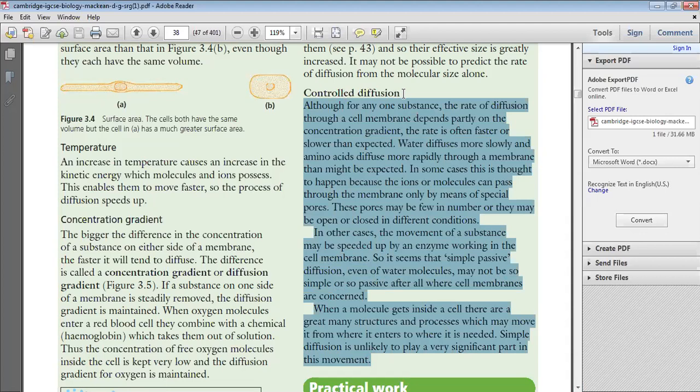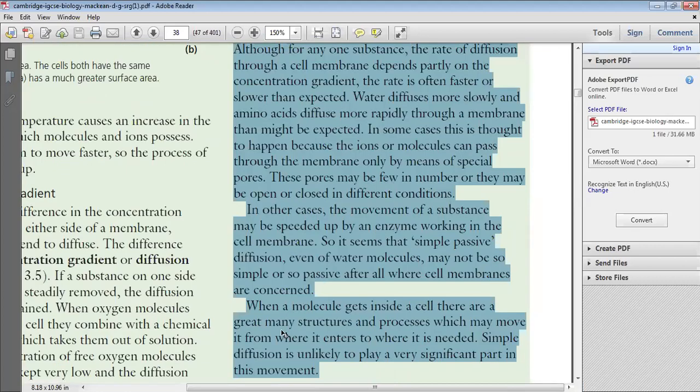Controlled diffusion. Although for any one substance the rate of diffusion through a cell membrane depends partly on the concentration gradient, the rate is often faster or slower than expected. Water diffuses more slowly, and amino acids diffuse more rapidly through a membrane than might be expected. In some cases, this is thought to happen because the ions or molecules can pass through the membrane only by means of special pores.